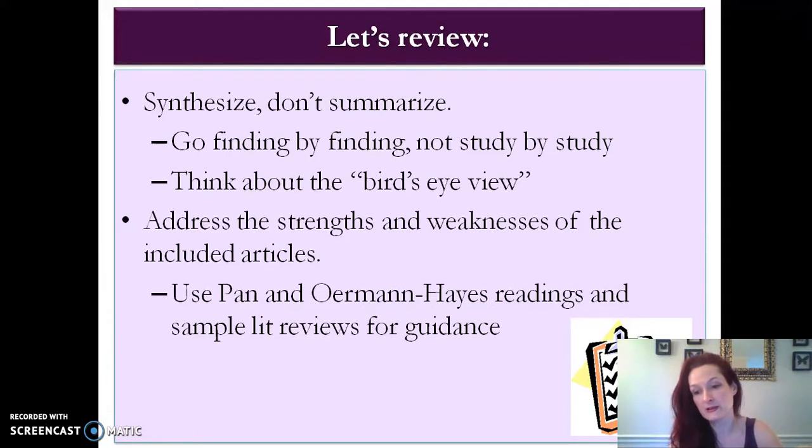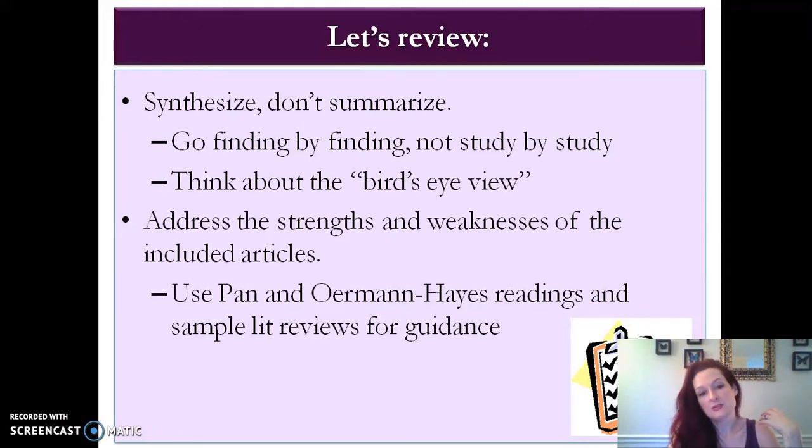Remember the iceberg analogy. What you've read is the biggest part of the iceberg under the water that the reader will never see. There's a lot of detail about each individual study that's not going to be included in the actual text. What you're writing is just the little bit that sticks up at the top.